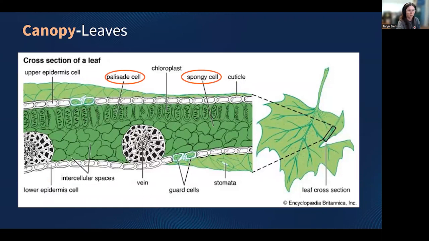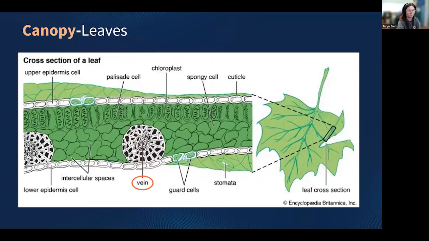Then we have the palisade and spongy cells within the leaf. The main role for these is to perform photosynthesis. This is where chlorophyll exists, which is that green pigment that allows for photosynthesis to occur. Palisade cells tend to have more chlorophyll because it's on the upper portion of the leaf, but both perform photosynthesis.